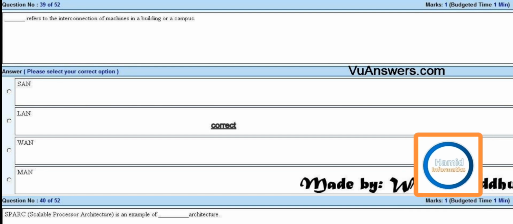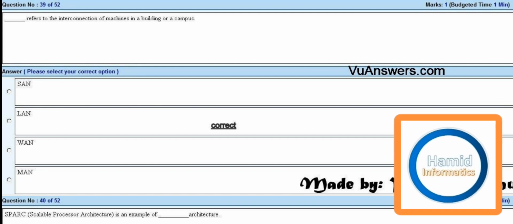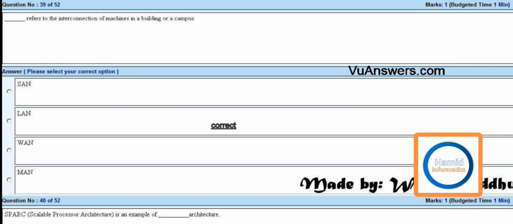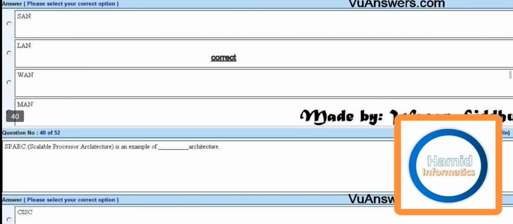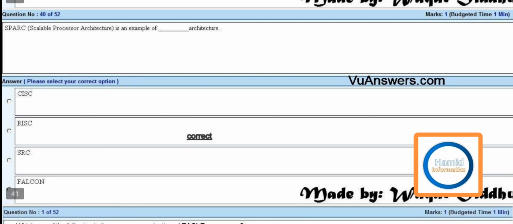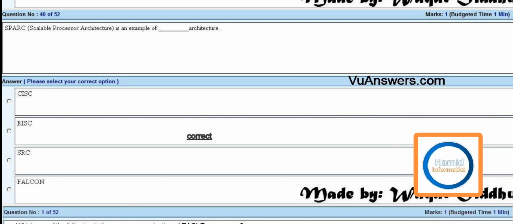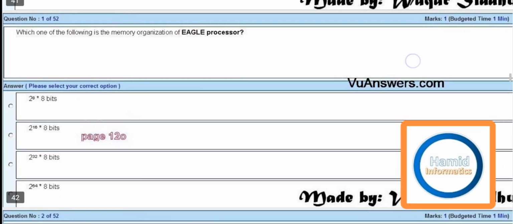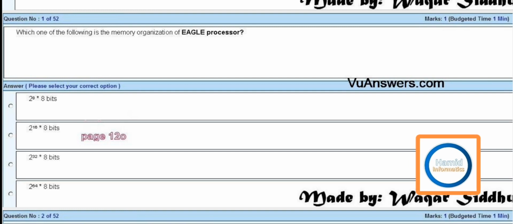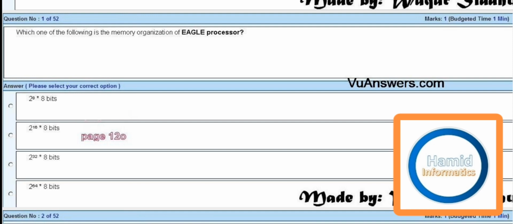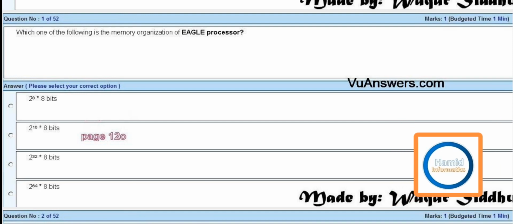Dash refers to interaction of machines in a building or a campus. Answer is LAN, local area network. Next one: SPARC, Scalable Processor Architecture, is an example of dash architecture. RISC. Which one of the following is the memory organization of the Eagle processor? Answer is 2 to the power 16 multiplied by 8 bits.